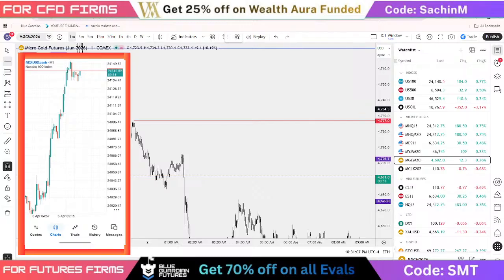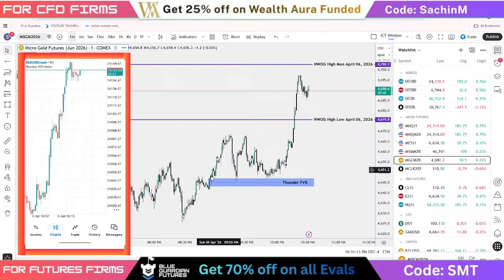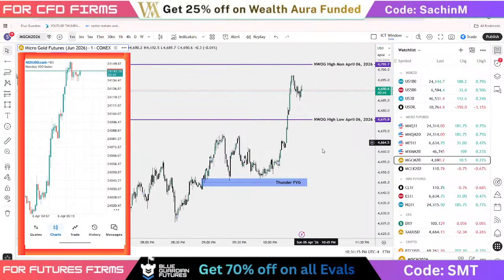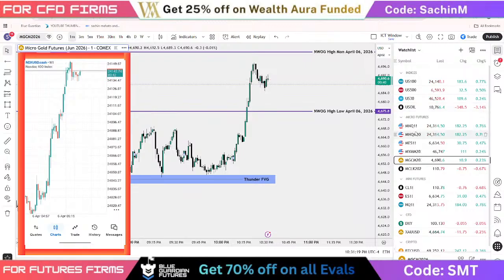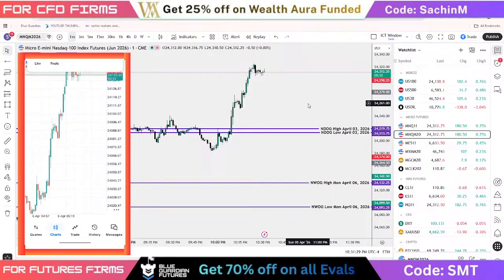but I think a short opportunity is there in gold after the high of the opening is also tapped. Right now there is no entry on any of the assets.